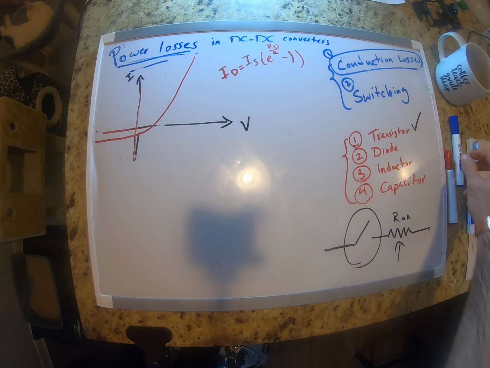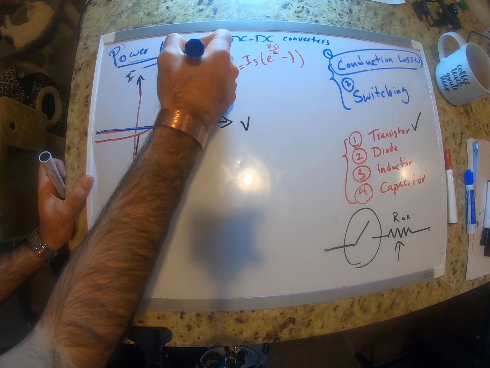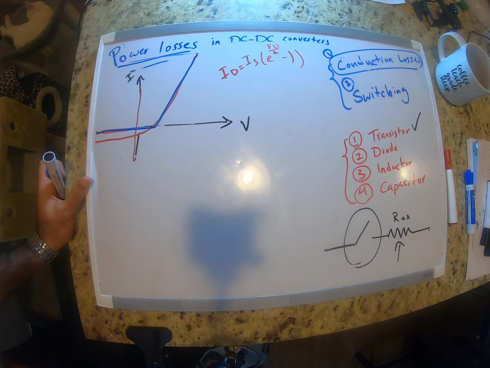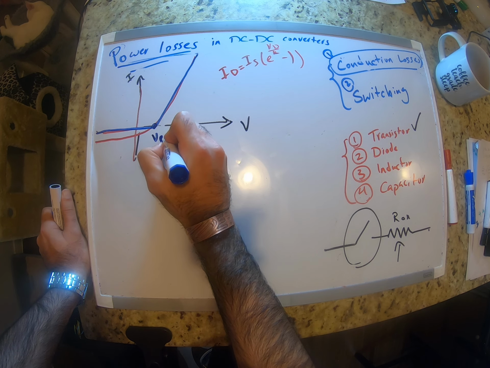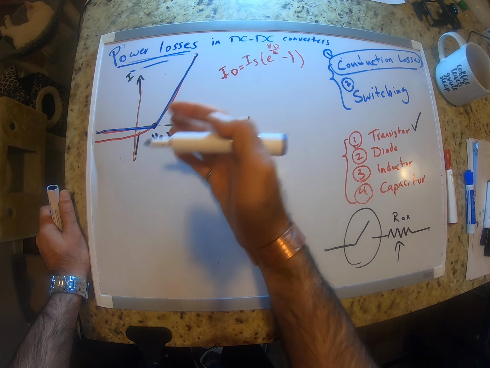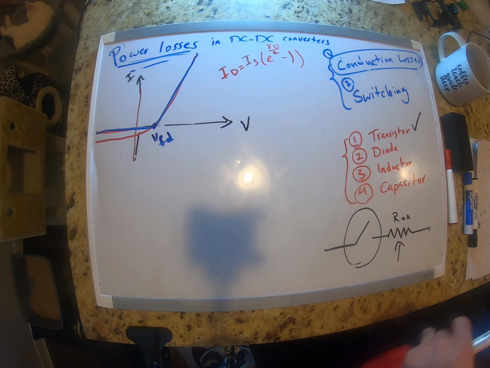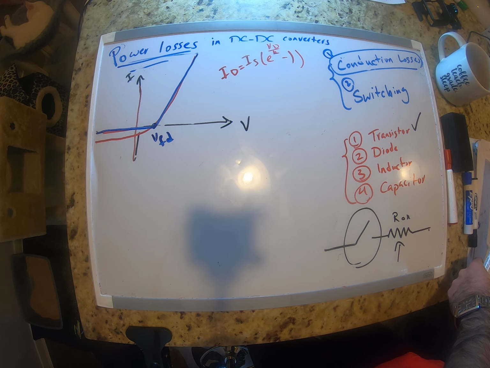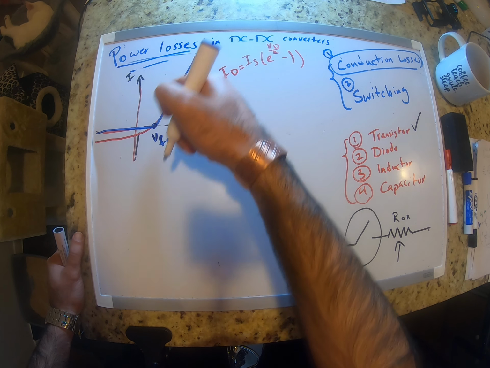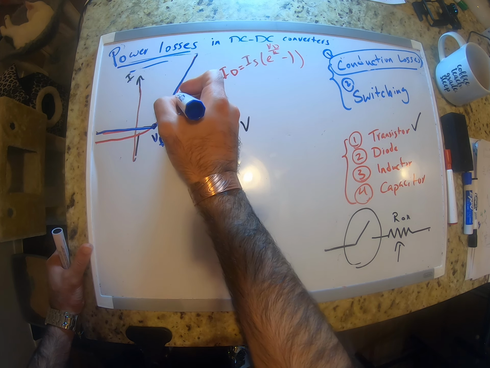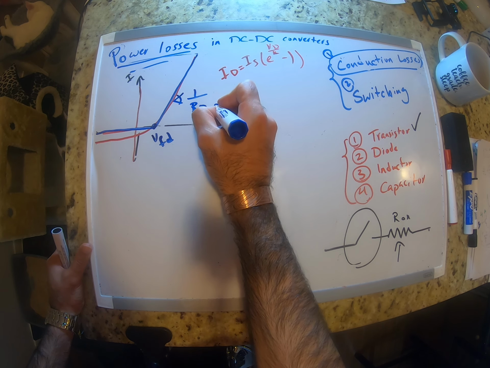Let me do it with another color. We model it like this, and then a line. This one is the forward bias voltage of the diode, usually 0.7, 0.4, depending on the diode that you use. And you can see that this line has a slope. The slope of this is 1 over R_D(on).